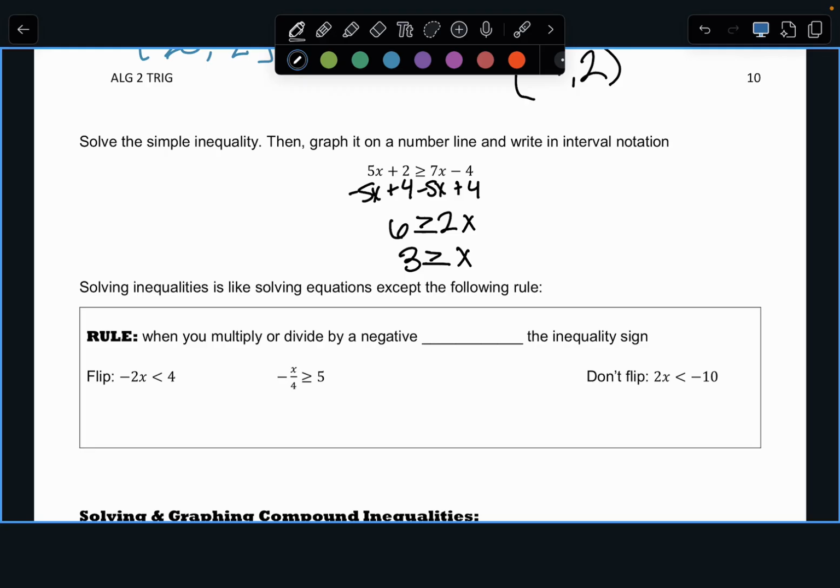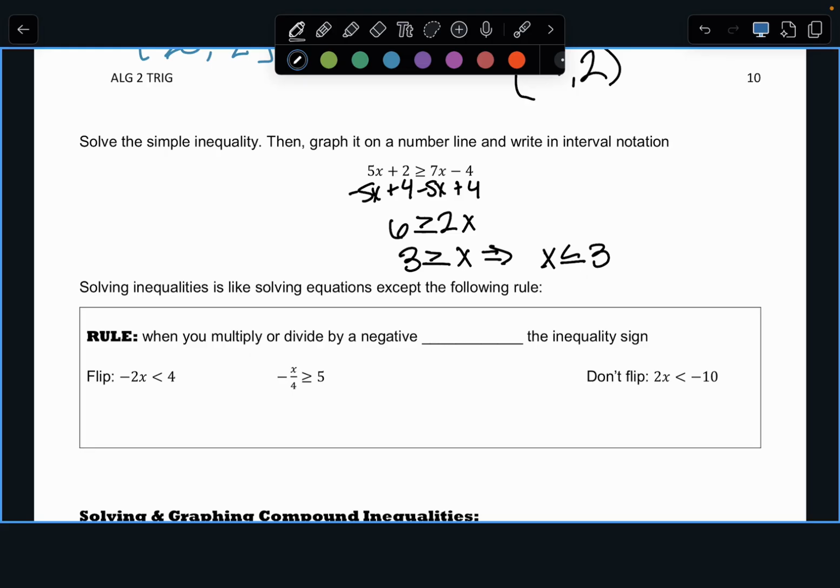I don't like to write it like that. Is it only flipped when you multiply it by a negative? Yes, but if I wanted to rewrite this in ascending order, it would be x is less than or equal to 3. This is what I want you to use to graph it. Put your variable on the left. I promise you, you will confuse yourself if you try to graph it like this.